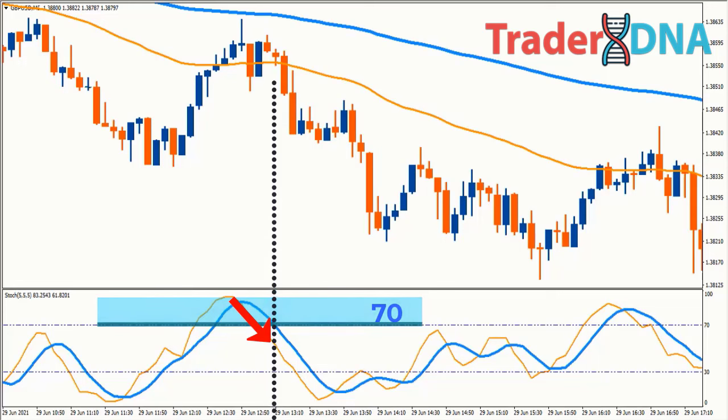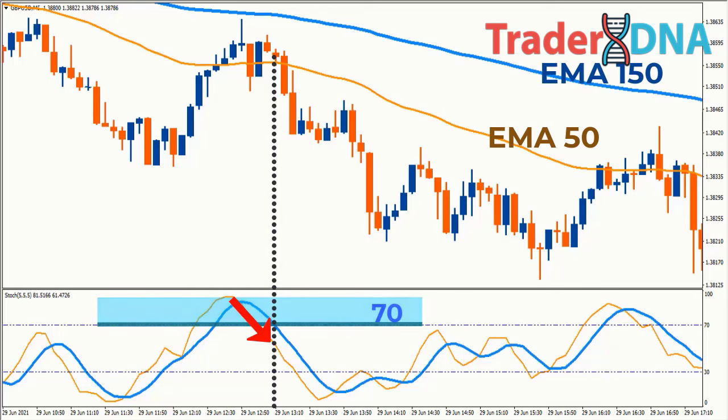Another sell indicator is if the 50 EMA, or orange line, goes across the blue line of the 150 EMA to the downside. This indicates that there is selling pressure in the market. For a short trade, you should place your stop loss 2 pips above the resistance.